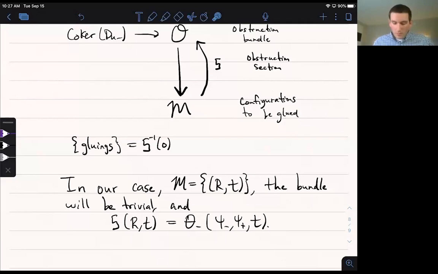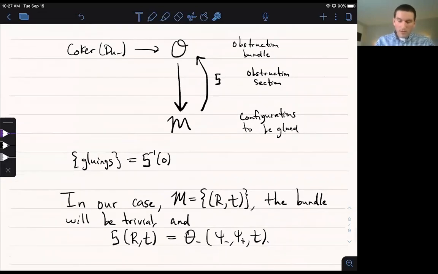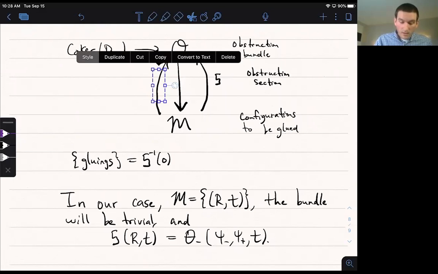Okay, so in theory, at this point, we could figure out what all the gluings are by computing the zero set of this section. That sounds difficult. What we're going to do is we're going to have this linearized section on the other side.